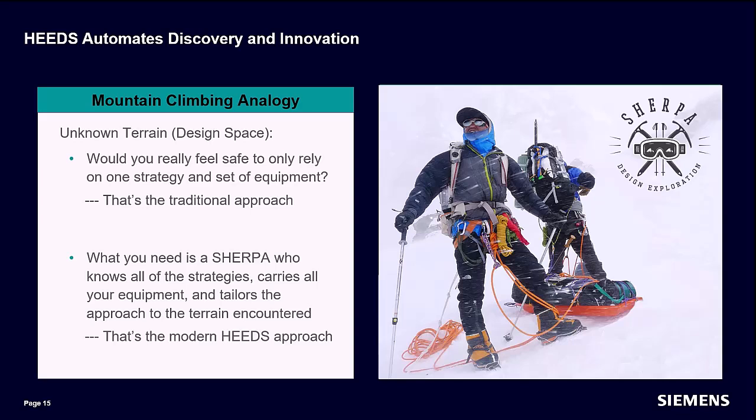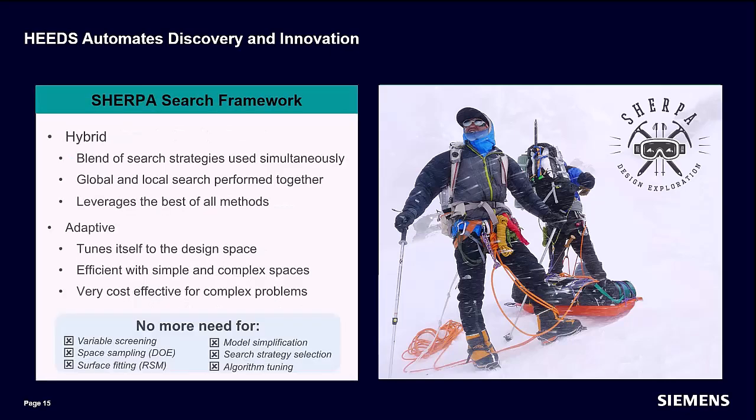What we really need is a Sherpa who knows all the strategies, carries all your equipment, and tailors the approach to the terrain encountered. They have done it before and can automate the journey to the summit. It also happens to be the name of the search framework deployed in Heats to help us reach our innovation goals. Sherpa is not an optimization algorithm, but rather a search framework that is based on different search strategies and algorithms. It is hybrid in nature, meaning that it contains both local and global search strategies that are working simultaneously to explore the design space. This in itself makes Sherpa a powerful toolbox for automating discovery.